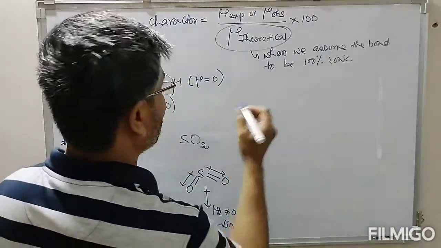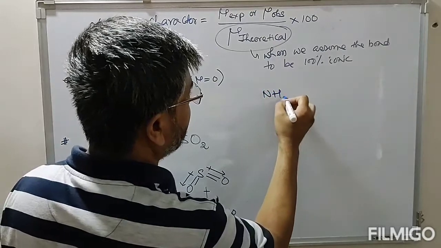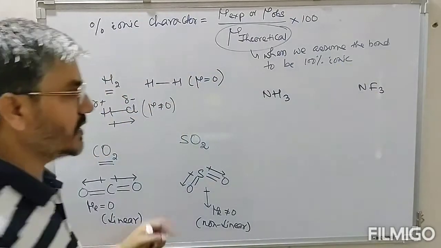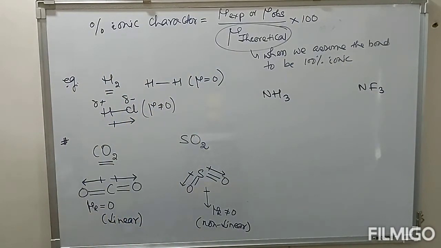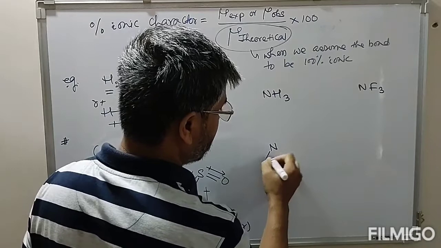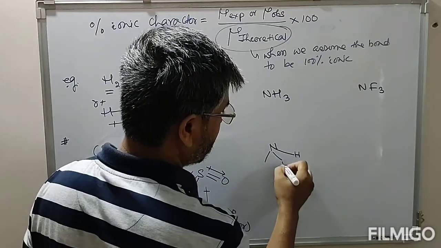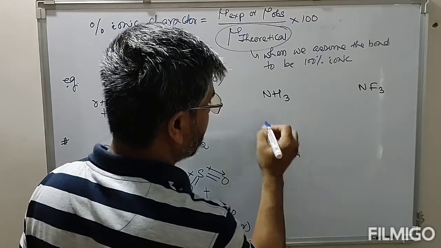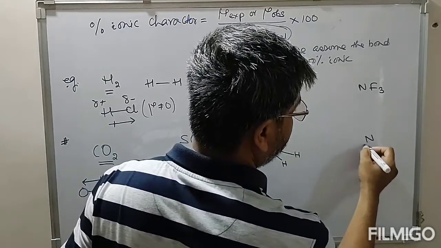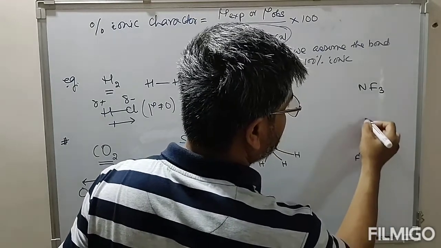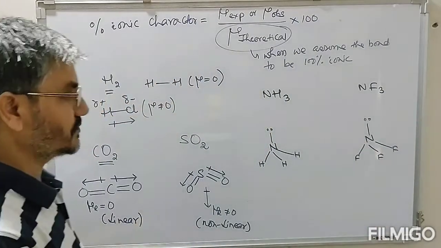Similarly, let's compare the NH3 and NF3 molecules. We have these two molecules, and we'll compare the dipole moments of NH3 and NF3. Look at this: we have nitrogen, which has a lone pair of electrons. NF3 has the same structure, and nitrogen has a lone pair of electrons.